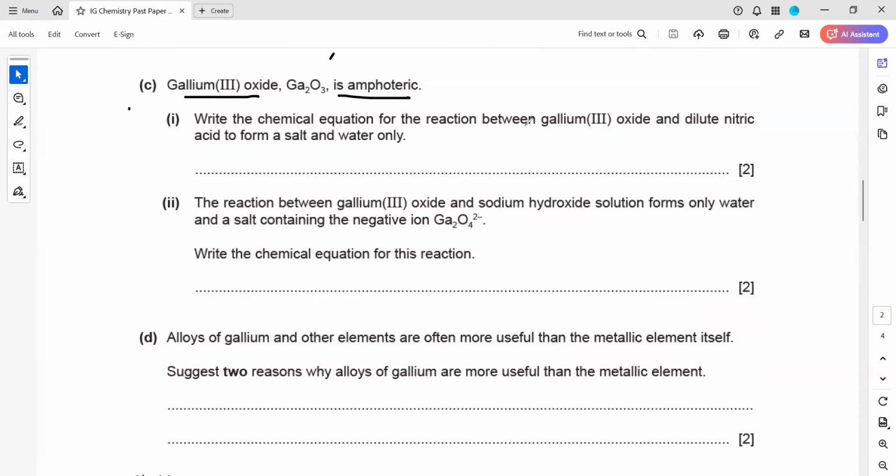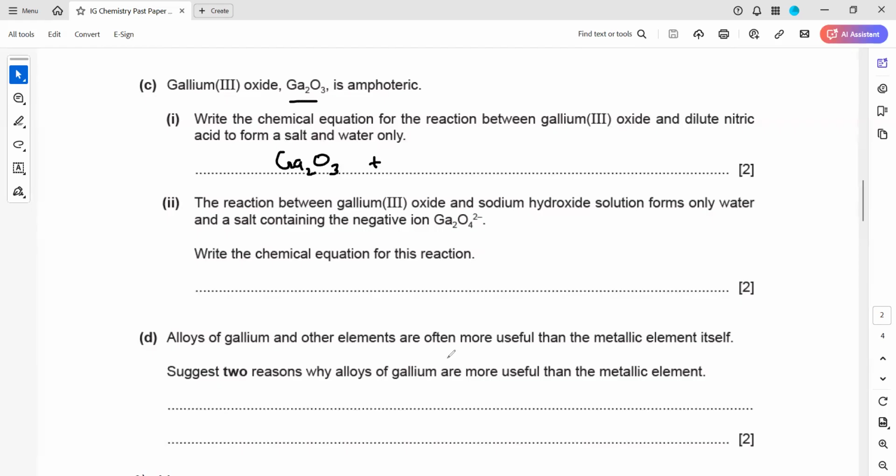Write a chemical equation for a reaction between gallium(III) oxide and nitric acid to form a salt and water. So if gallium oxide reacts with nitric acid, what salt will be produced? Gallium nitrate, good. And water, H2O, will be there. So first we have to write the symbols. Gallium(III) oxide's formula is already given, so we write Ga2O3, reacted with nitric acid.